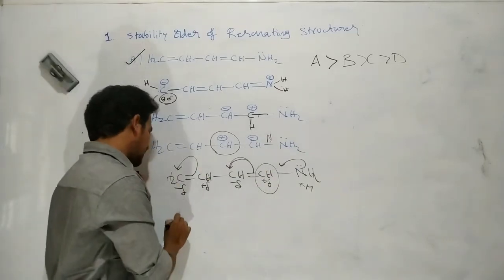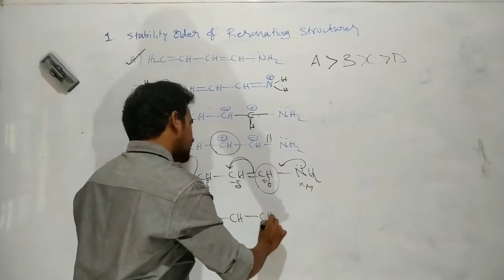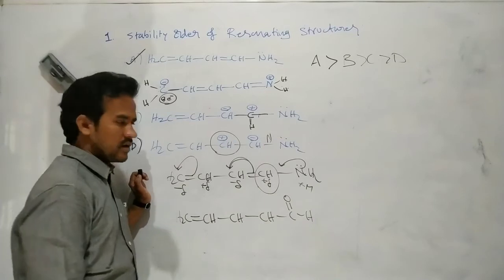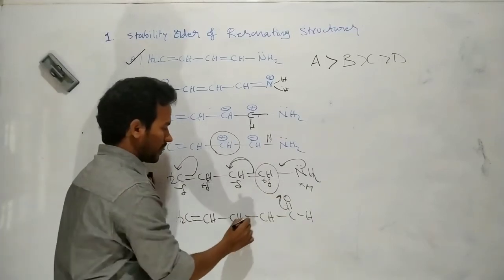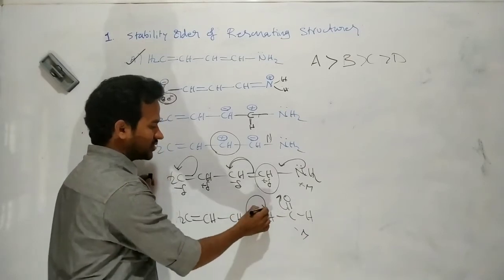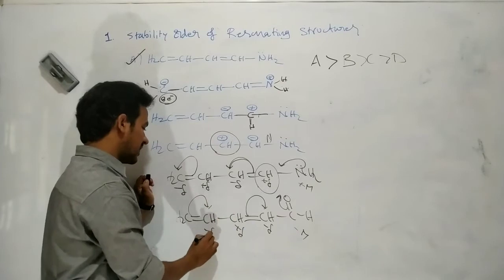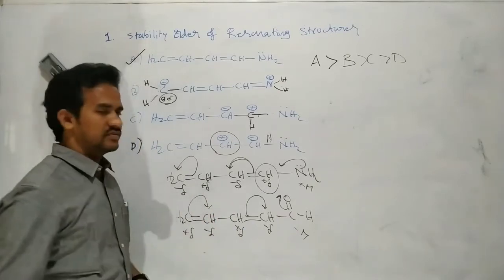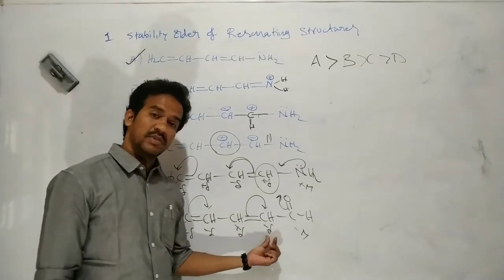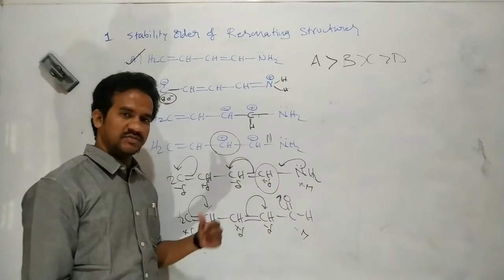Suppose it is a withdrawing group, like C double bond O H. Here the flow of electrons is different. Here that is a withdrawing group, minus some group. The pi electrons transfer to this one, so it carries a negative and this carries a positive. It is a polar form. In this case, the negative charge on this carbon is acceptable, and the positive charge on this carbon is acceptable.